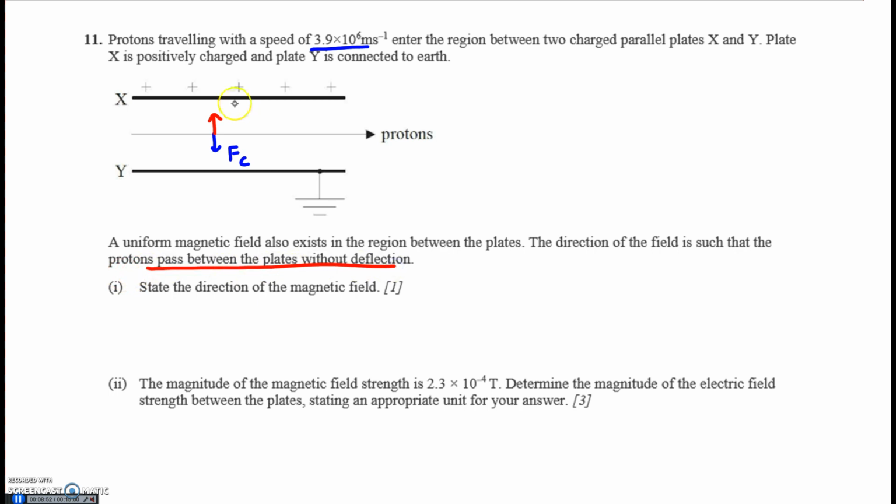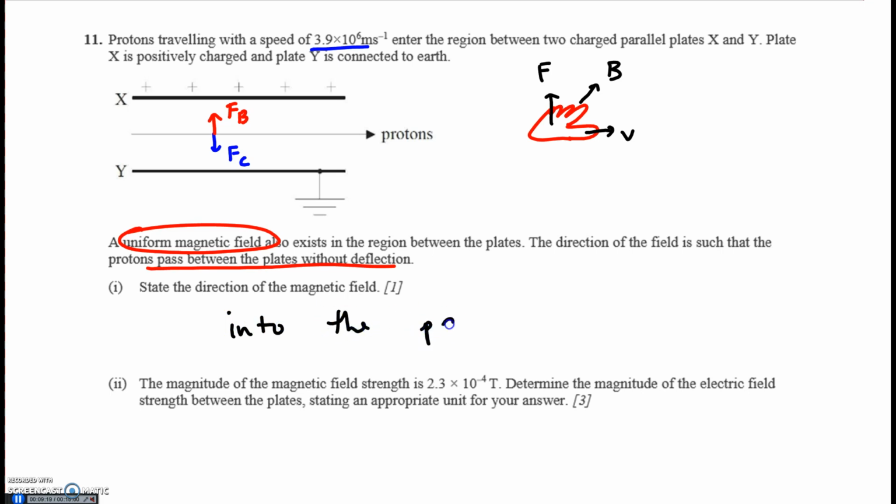No deflection. What's that coming from? Where is that second force coming from? It's a magnetic force. State the direction of the magnetic field. Okay, my thumb points with the velocity. My palm faces upward like this. Oh, it's the same as the last one, isn't it? This is velocity, that's force. And so my fingers would have to point into the page. No, that was too easy. It was the same.